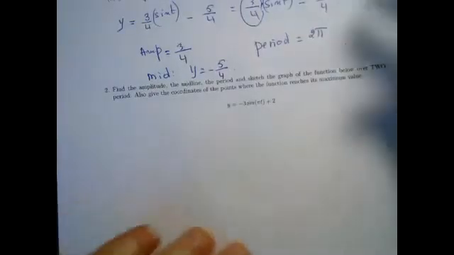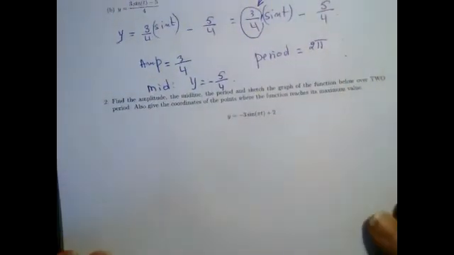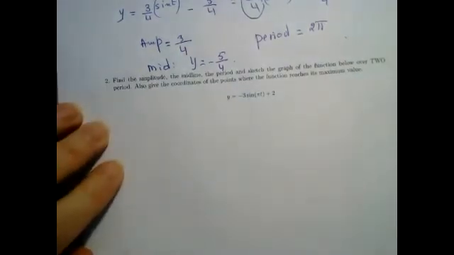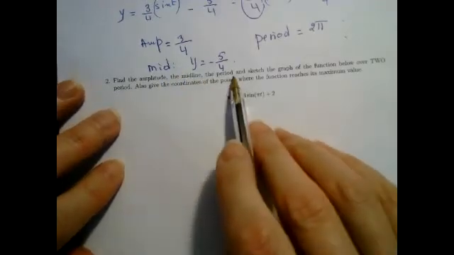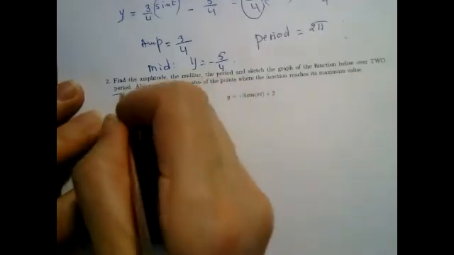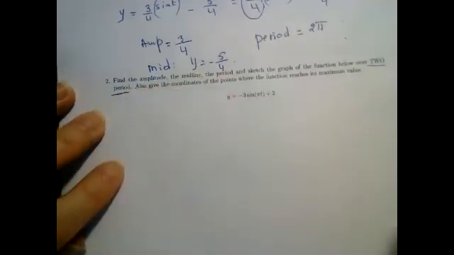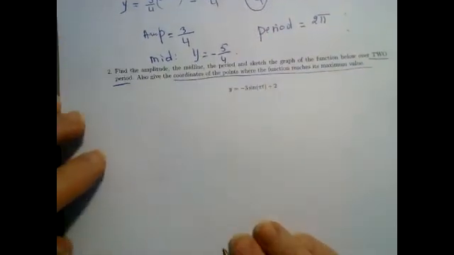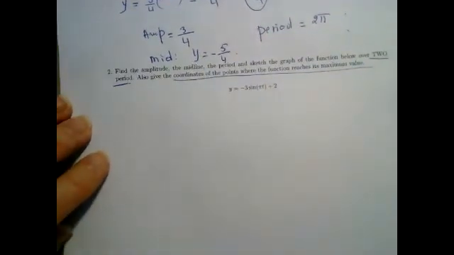All right, now part 2. Again, there were issues with that and issues with graphing, and we have to address that. So find the amplitude and the midline, the period, and sketch the graph of the function below over 2 periods. And then the coordinate of the point where the function reaches its max value. So we're going to go over every piece of it.